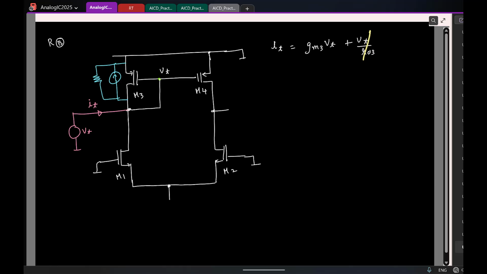But remember that the test voltage Vtest is not only the gate voltage for M3 but also for M4. So which means even M4 will behave the same way. So we'll once again have a current source and R0 for M4, and I'll say M3, M4 are identical. So this current will also be Gm3 times Vtest. This is fine.